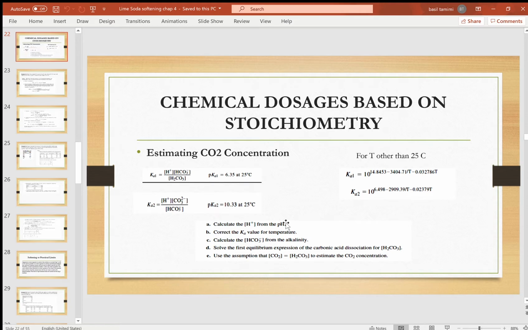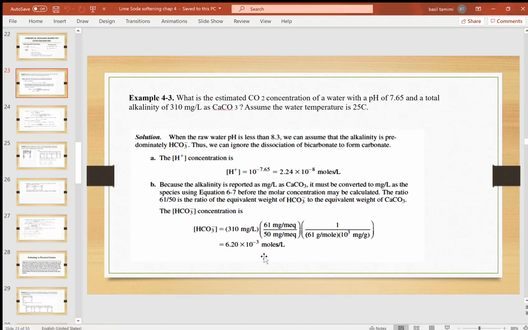So you have the steps here, but in order to understand them in a better way, we can go to this example. We need to calculate the concentration of carbon dioxide in water having a pH of 7.65. The water has an alkalinity value of 310 milligram per liter, and the temperature is 25 degrees. The first step is to determine the H plus. Since we have the pH, we can calculate the H plus concentration by the well-known formula: H plus concentration is equal to 10 to the minus pH value. So 10 to the minus 7.65 equals 2.24 times 10 to the minus 8 moles per liter.